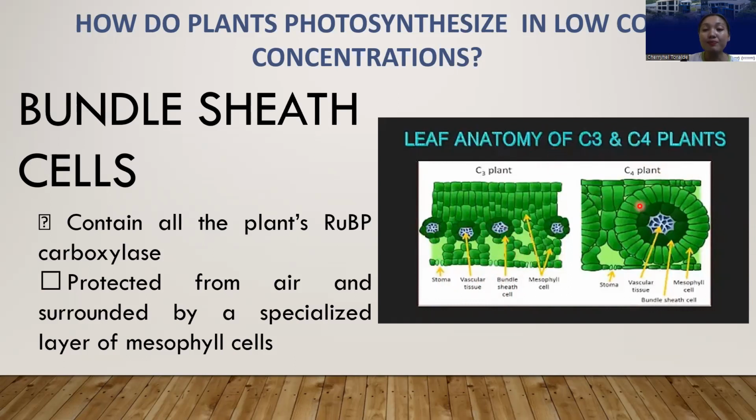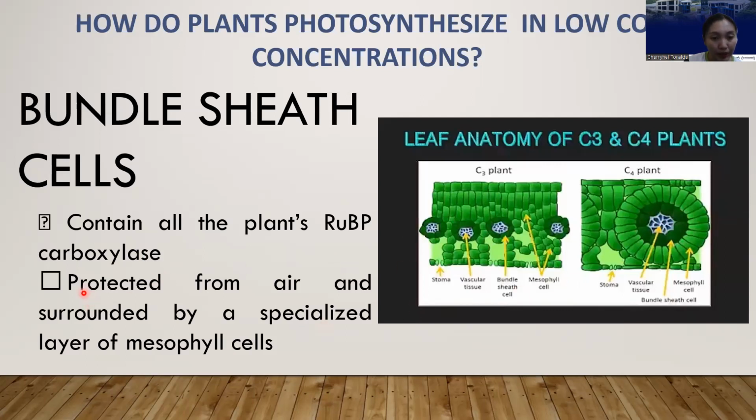But in these plants, called the C4 plants, the bundle sheath cells are actually guarded by the mesophyll cells. These mesophyll cells accumulate, or bombard, carbon dioxide here in the bundle sheath cells so that photorespiration cannot occur. So the bundle sheath cells contain all the plant's RuBP carboxylase enzymes. So carbon fixation happens there.